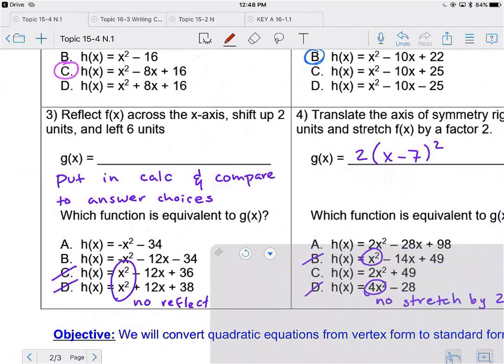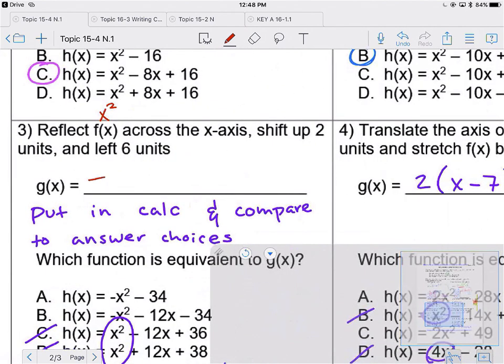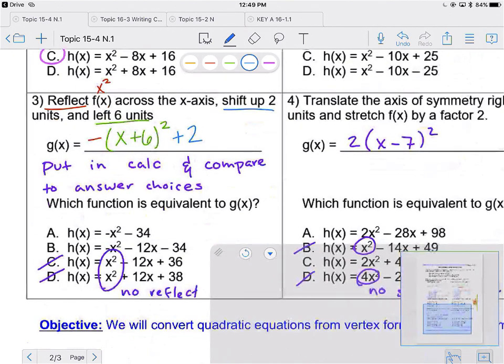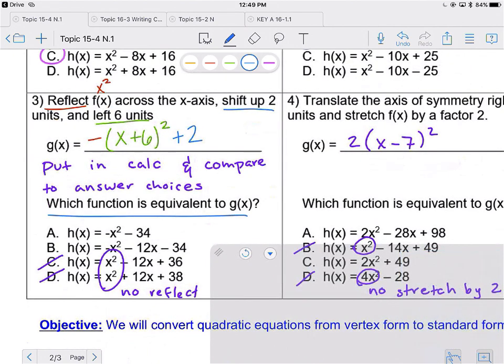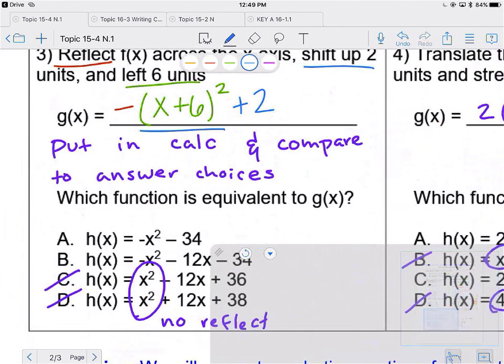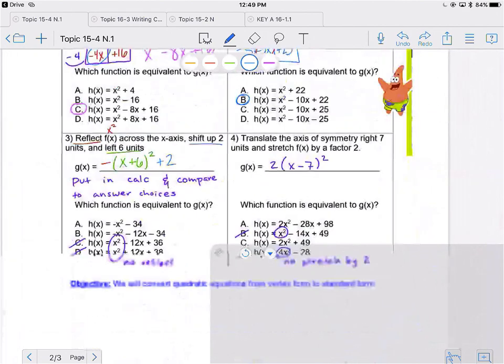So problem 3 asked me to reflect it across the x-axis, shift it up, and shift it to the left. So f(x) is x². In order to reflect it, I need a negative in front. I'm going to do a little color coding here. To go to the left, I need a plus 6 in parentheses. And to shift up, I need a plus 2. Now, when you're looking at which function, we can multiply it out like we did up here. When you multiply it out, once you've boxed this out, you have to change the signs to negative and then add 2. And some of you might have already been thinking 1 and 2 were a bit much, and we're asking you to do more.